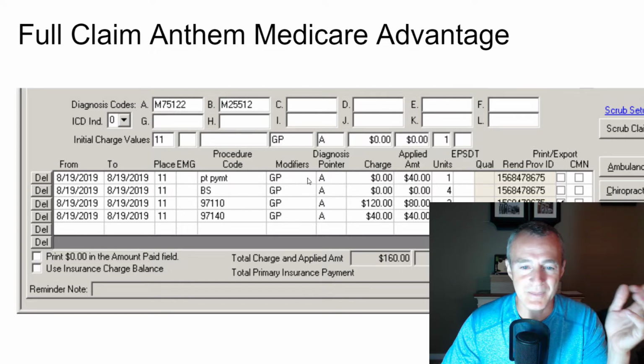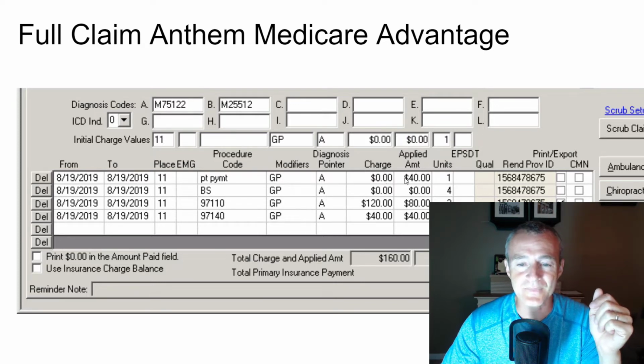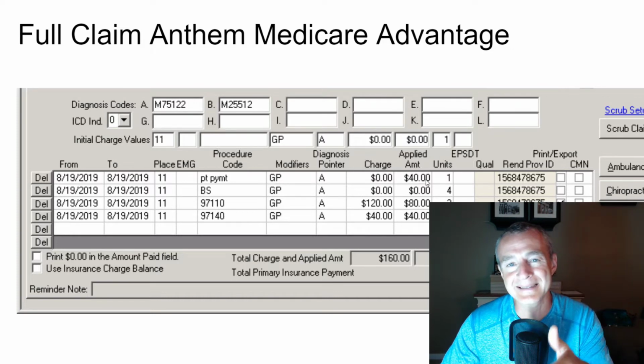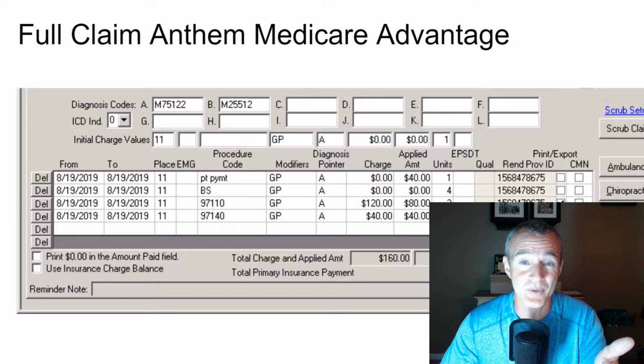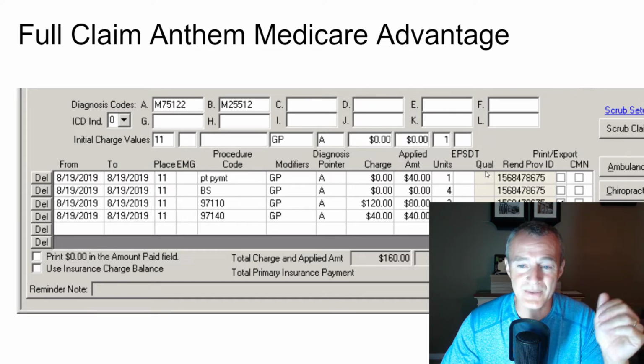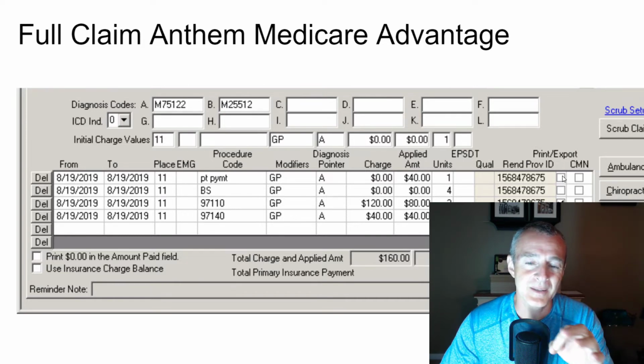Now here you see a patient payment in the first line item. It has the GP modifier, the diagnosis pointer, zero charge because it is a payment. And it was a $40 payment. This is what the patient paid at the time of service. We create a separate line item because we're not sure where the insurance company is going to credit that copay. We know they have a $40 copay, but we don't know where they're going to credit it. So 1 unit, but if you look to the far right, you see this little box, it's unchecked because that information is not going out to the insurance company on the electronic claim.